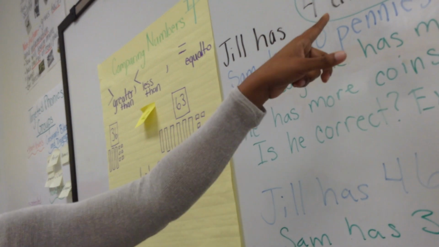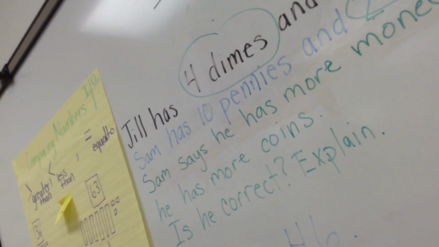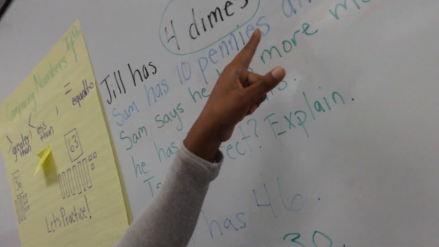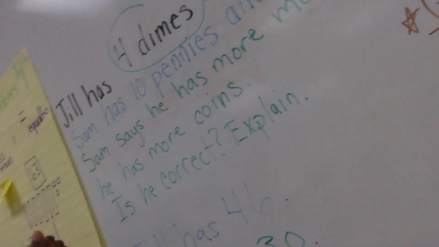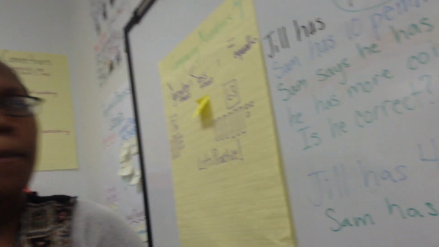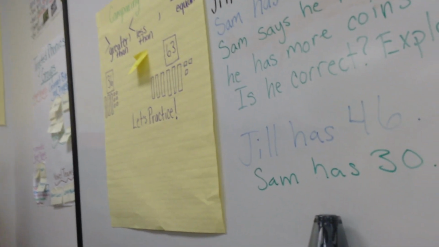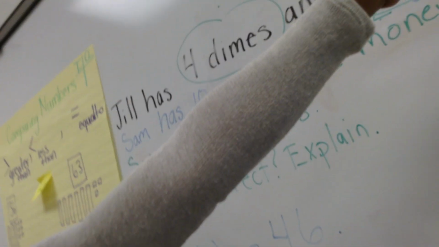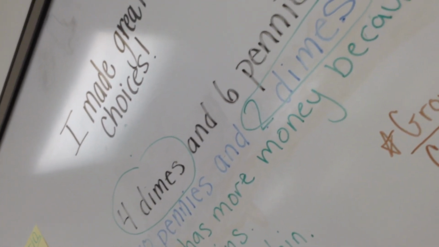Now, we're going to look at this problem. I want you to think about the 10 blocks and think about the diamond pins and how they're the same. Jill has 4 dimes and 6 pennies. Sam has 10 pennies and 2 dimes. Sam says he has more money because he has more coins. Is he correct? So, before you say yes or no, step 1 says represent. What does represent mean?